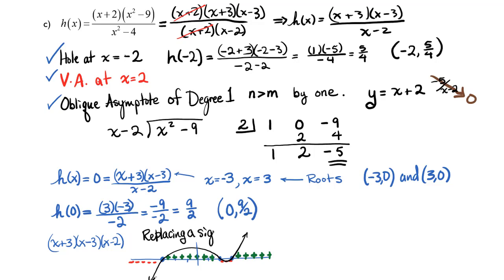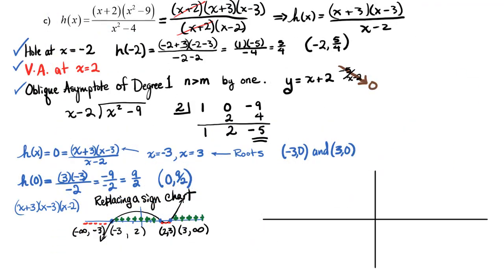So my interval that is negative is from -infinity to -3, and from 2 to 3. That's the interval that's negative. The interval that's positive is from -3 to 2, and also from 3 to infinity. We now have all the information we need to graph this function. First, I'll list the vertical asymptote at 2. Then I will list the horizontal asymptotes if they exist, which they don't.